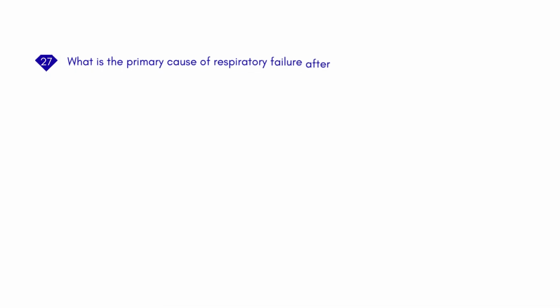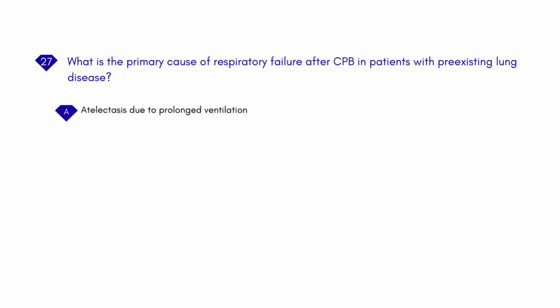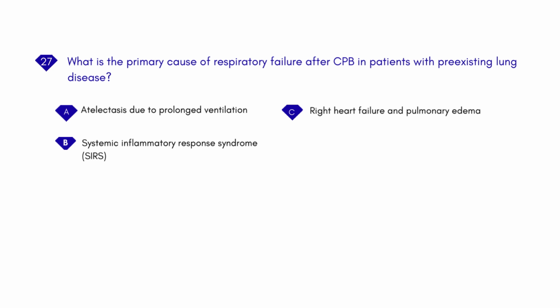What is the primary cause of respiratory failure after CPB in patients with pre-existing lung disease? A. Atelectasis due to prolonged ventilation. B. Systemic inflammatory response syndrome, SIRS. C. Right heart failure and pulmonary edema. D. Direct lung trauma from the CPB circuit.